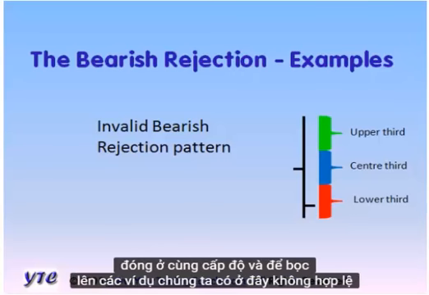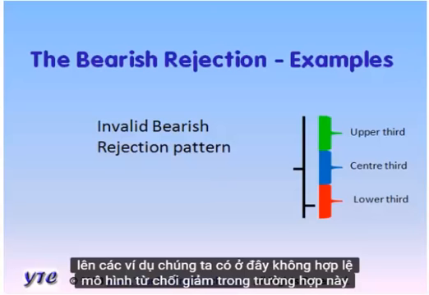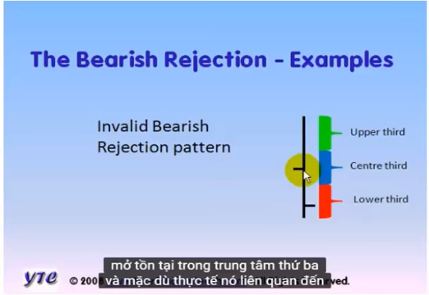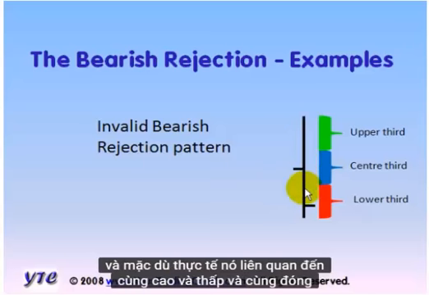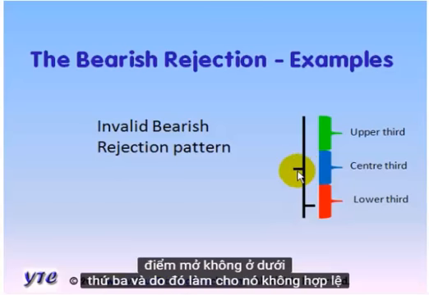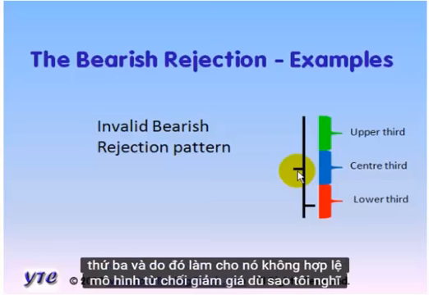And to wrap up the examples, we have here an invalid bearish rejection pattern. In this case, the open existed within the center third, and despite the fact it rallied to the same high and low and the same close point, the open was not in the lower third and therefore makes it an invalid bearish rejection pattern.